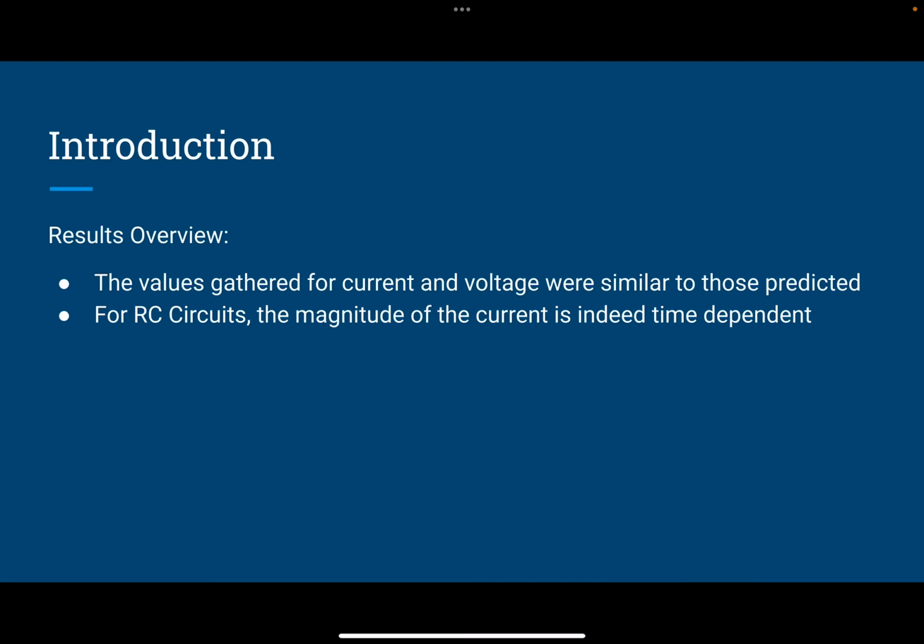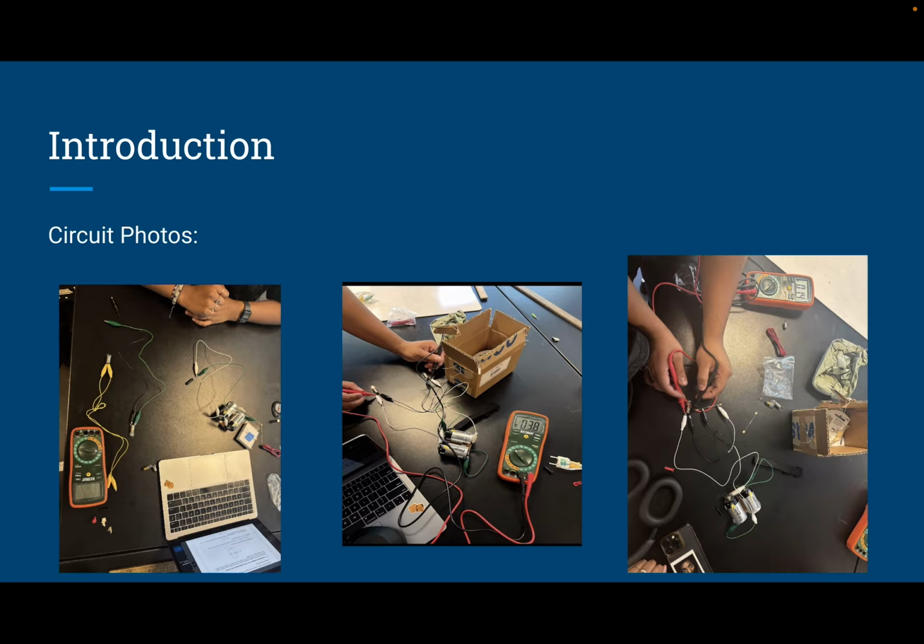So results overview, the values gathered for current and voltage were similar to those predicted. For RC circuits, the magnitude of the current is indeed time dependent. So here are some photos of the circuit as required by the rubric. In the middle, you can see the one with the light bulb, and the light bulb is actually glowing.